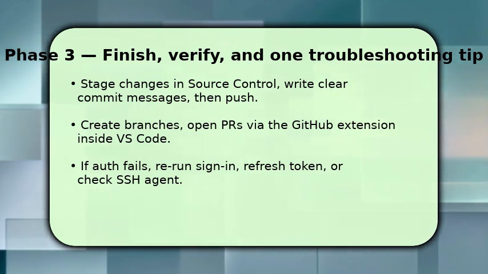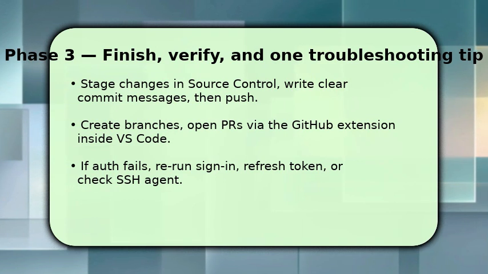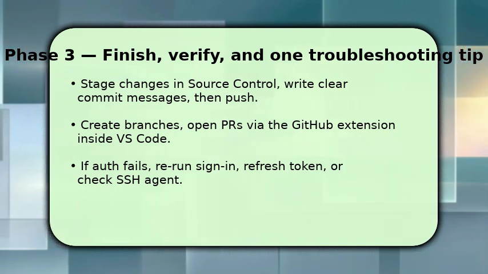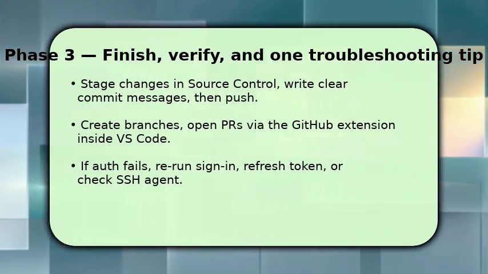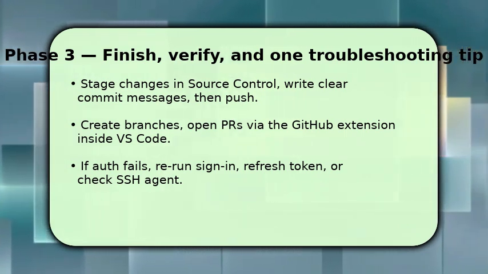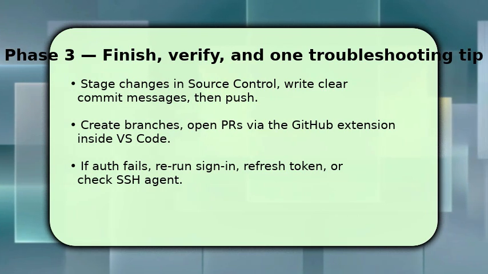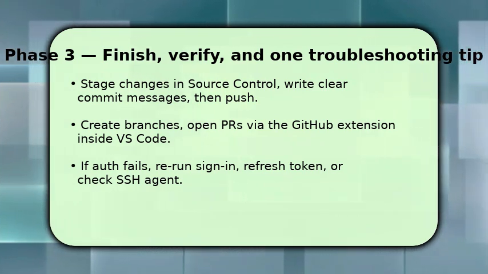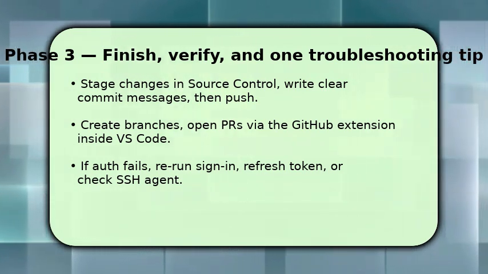If something goes wrong, such as authentication errors, push rejections, or merge conflicts, first re-authenticate or refresh your token, verify the SSH agent is running, and pull the latest branch. Make sure to resolve conflicts locally. Test changes, then commit and push again to complete the workflow.